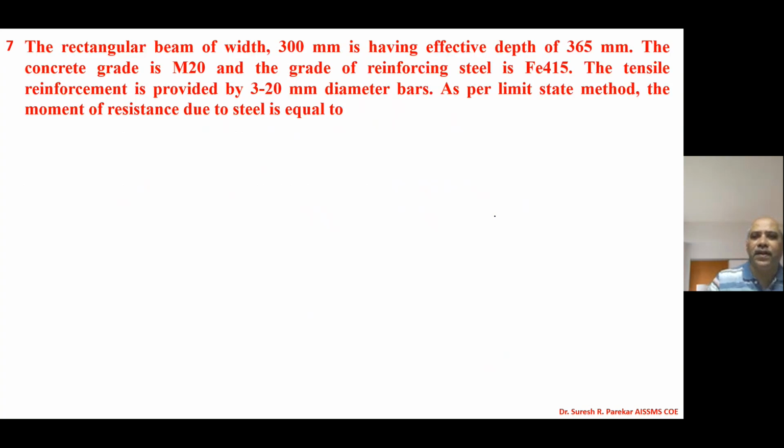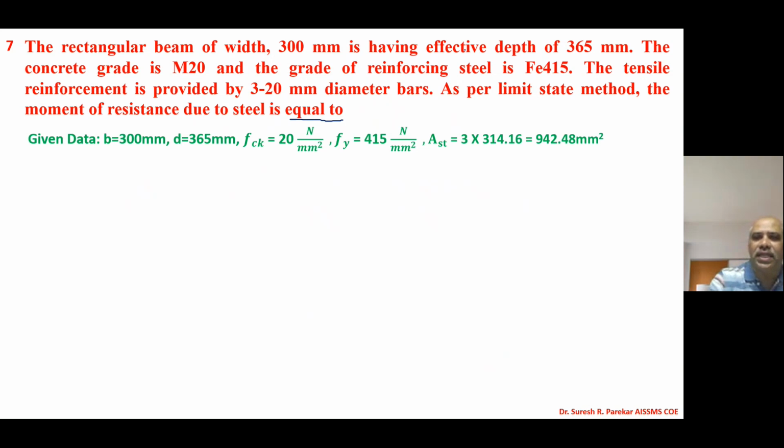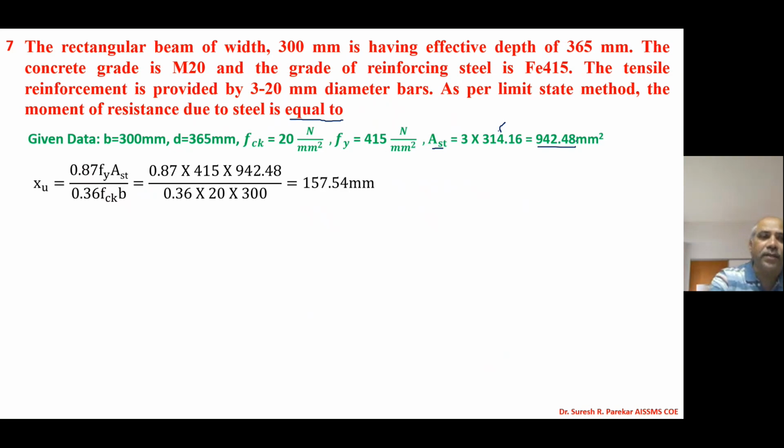Now we have some examples where we are going to calculate the moment of resistance due to steel. Now due to steel we have to find out, so we will go first with the given data. The given data is 3 bars of 20 mm diameter. So the area of 1 bar is 314.16 and Ast we will have 942.48 millimeters square.